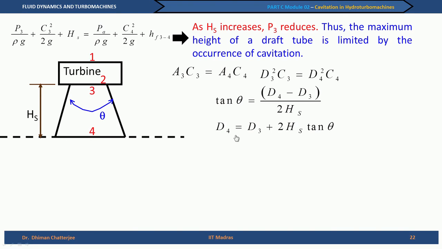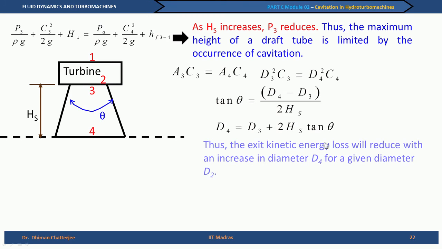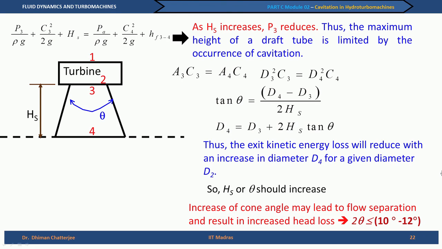I can increase D4 by increasing D3, but D3, strictly speaking, we cannot increase, because D3 or D2 is dictated by the runner diameter, the impeller diameter or the rotating blade diameter, and hence we cannot touch it. So, what we can do to increase D4 is either increase Hs or increase theta. If we increase Hs, we know that the P3 reduces. So, we have a problem, and if we increase the tan theta, if we increase the cone angle, that may lead to flow separation and results in increased head loss.